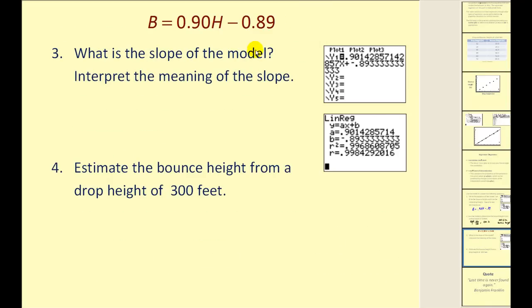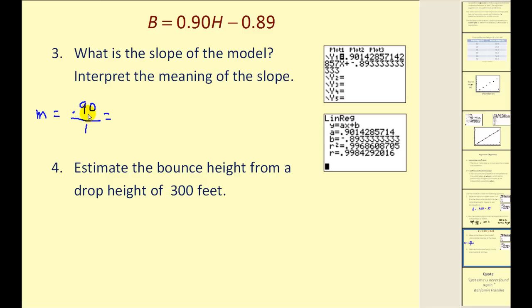The next question, what is the slope of the model? And we'll use the model that was rounded. So our slope is equal to 0.90. Remember, slope is usually more helpful when it's in the form of a fraction. So I'll put this over 1. Remember, slope measures the change in y over the change in x.